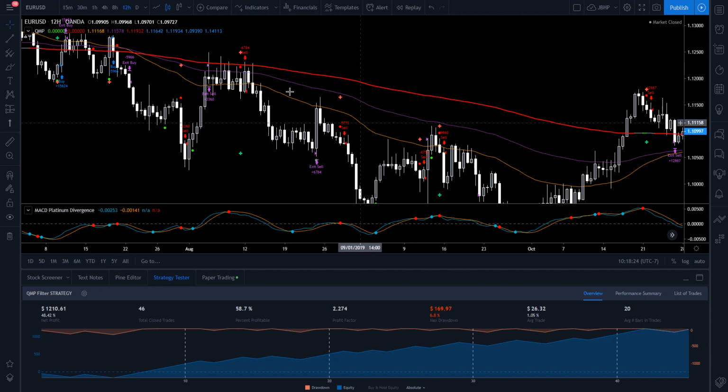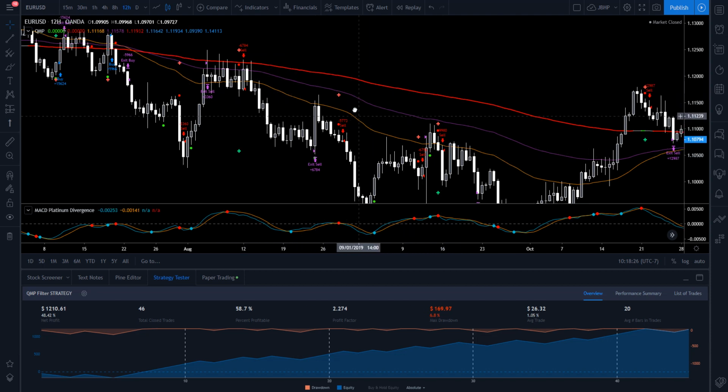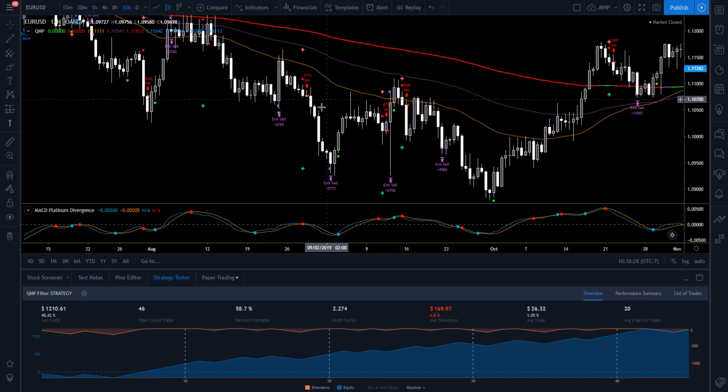The cool thing about having this trend line is we're confident every time a sell comes up that we can do that. So again, here's a sell indicator with the QMP filter dot. We have our stop loss. Sell is placed here. Profit target is here, and we've hit the profit target.